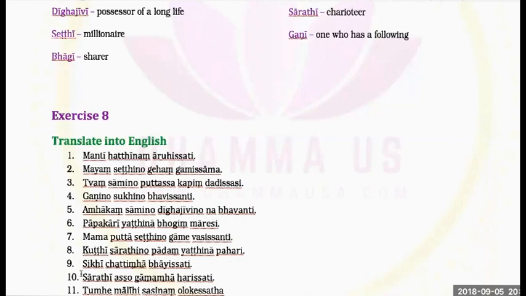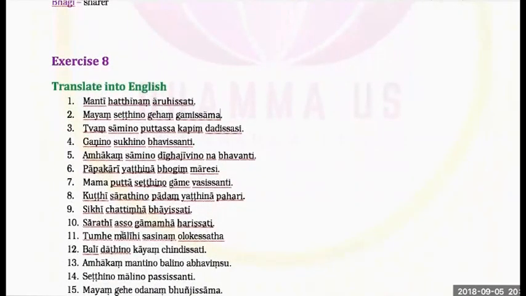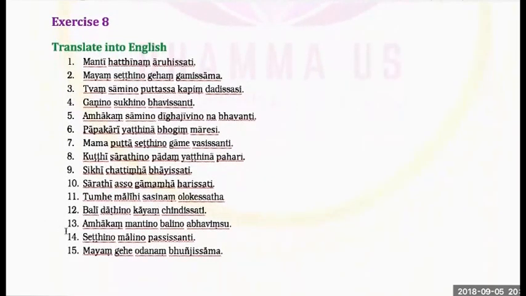Number 9, Sikhi chattimha bhaisati. Number 10, Sarathi asso gamamha harissati. Number 11, Tumhe malihi sasinang olokesatha. Number 12, Bali dathino kayang chindisati. Number 13, Amhakang mantino balino abhavingsu. Number 14, Settino malino passisanti. Number 15, Mayang gehe odanang bhunjisama.